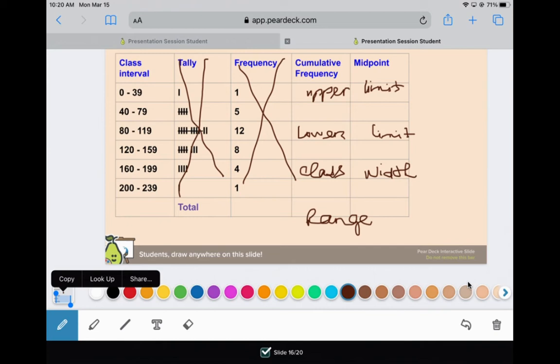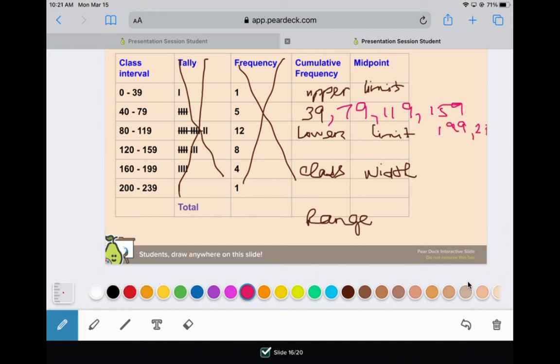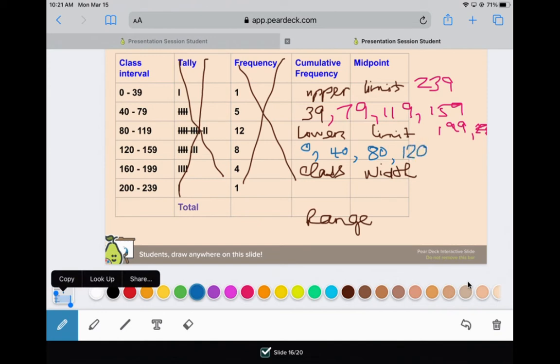So upper limit is 39, 79, 119, 159, 199, and 239. So that's the upper limit, so 239. And then for the lower limit is 0. A lot of you ignore that 0. It's there. You have to count it. Just because it's 0, I know, but it's part of the table, part of the data, then you must use it. So that's the lower limit, 0, 40, 80, 120, 160, and 200.